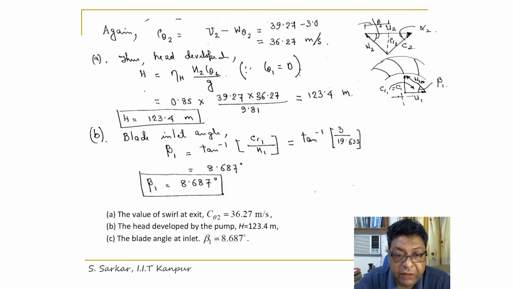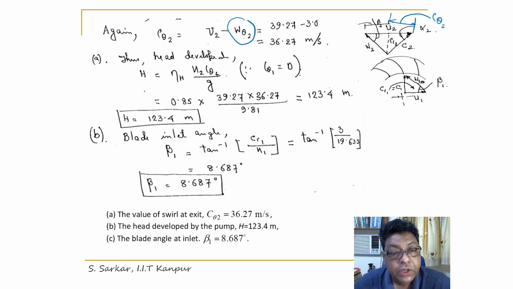Now after evaluating W theta 2, I can get C theta 2. This is C theta 2, right? If you go to the exit velocity triangle, the projection of C2 in the tangential direction will be C theta 2. So C theta 2 I can write as U2 minus W theta 2. U2 I have evaluated, W theta 2 I have just calculated. So C theta 2 I have got as 36.27 meter per second.